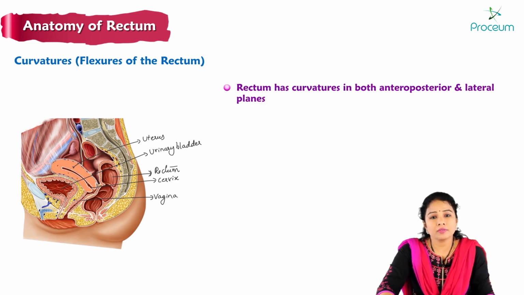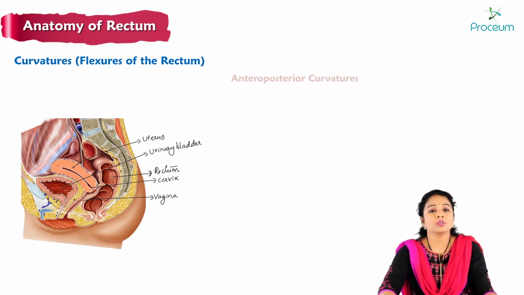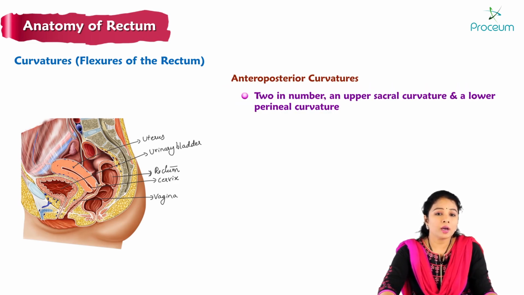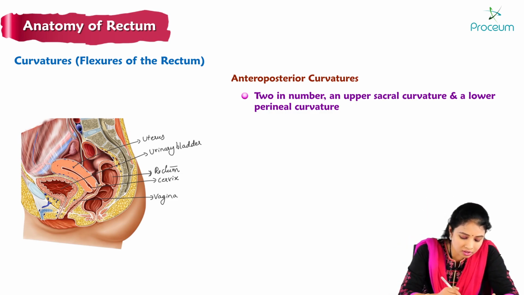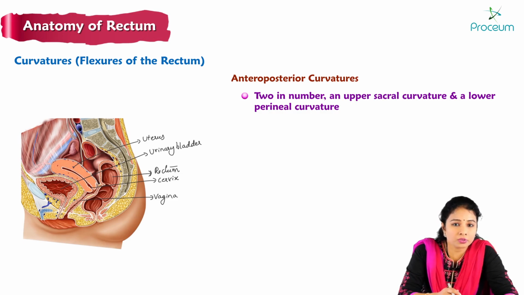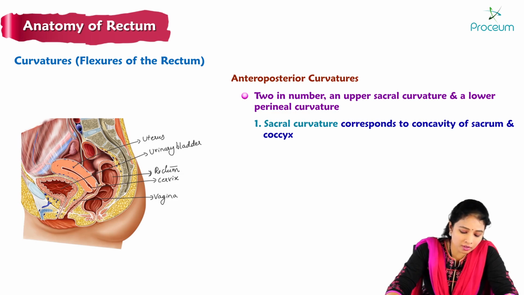The rectum has curvatures in both anteroposterior and lateral planes. In the anteroposterior plane, there are 2 in number: the upper sacral curvature and lower perineal curvature. So here is the sagittal section to demonstrate the anteroposterior curvatures. The sacral curvature corresponds to the concavity of the sacrum and coccyx.